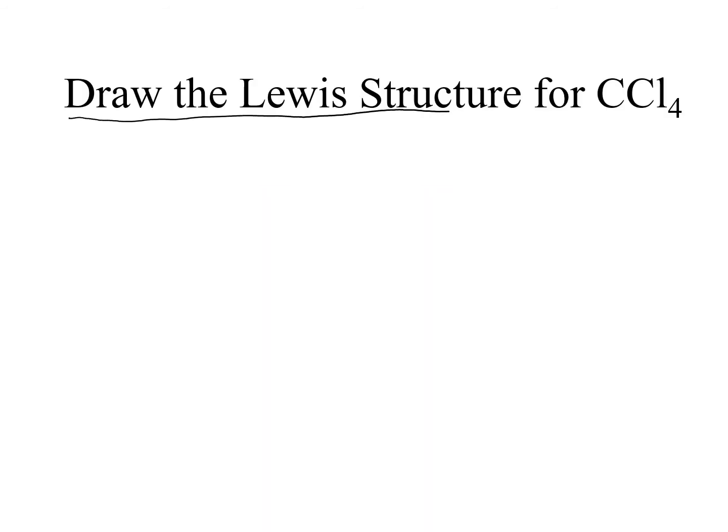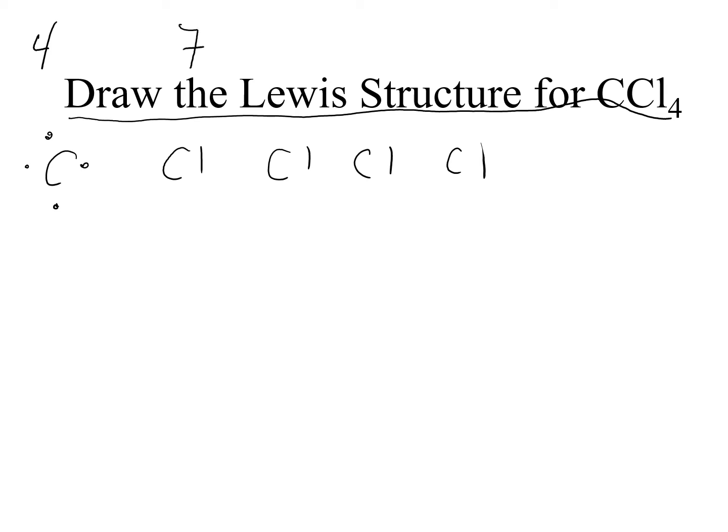Draw the Lewis dot structure for CCl4, also known as carbon tetrachloride. We're going to start by determining the number of atoms of each element. So we have 1 carbon and we have 4 chlorines. Then we're going to do the Lewis dot structure for the individual atoms. Carbon is in column 4, so it has 4 valence electrons. Chlorine is in column 7, so it has 7 valence electrons for each one of our chlorines.